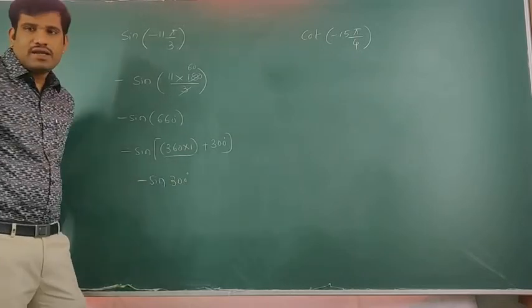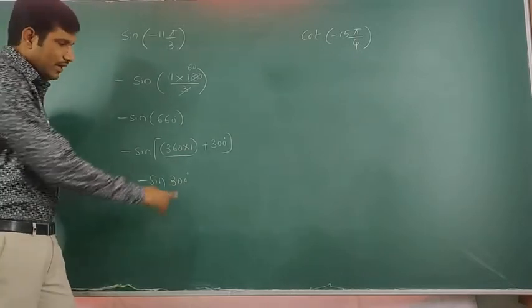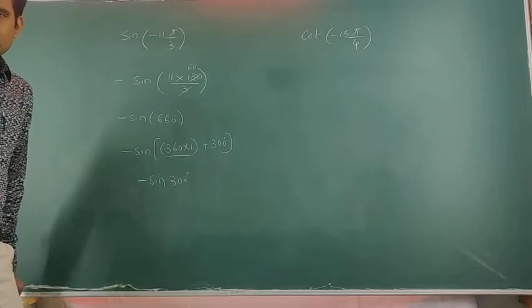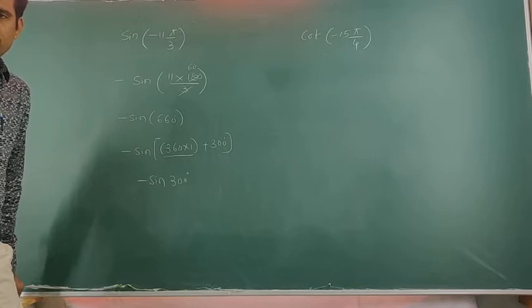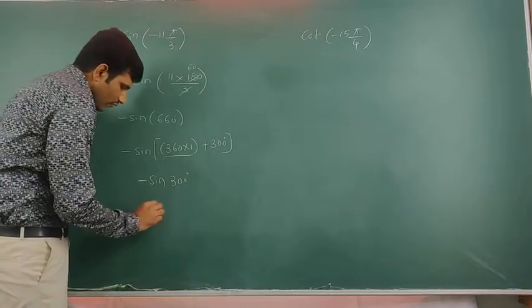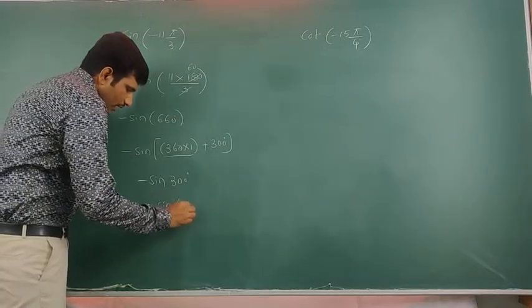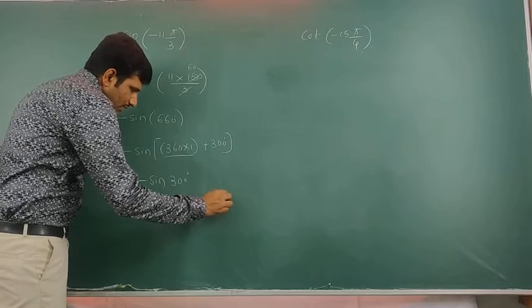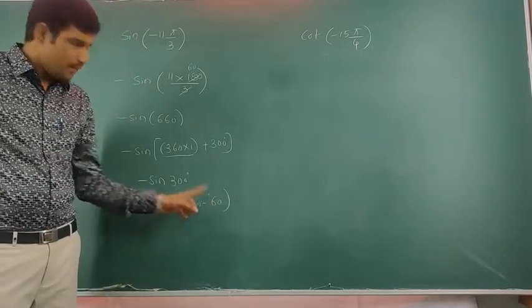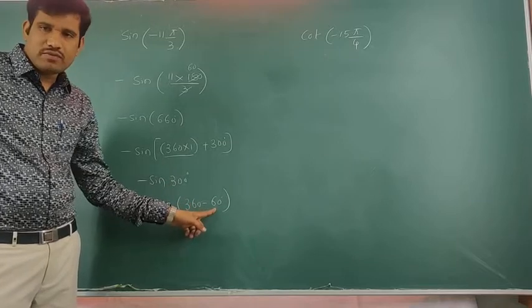Now tell me 300 degree is in which quadrant? Fourth quadrant. In fourth quadrant, we have to apply t ratios of 360 minus theta. That 300 we can write as 360 minus 60.